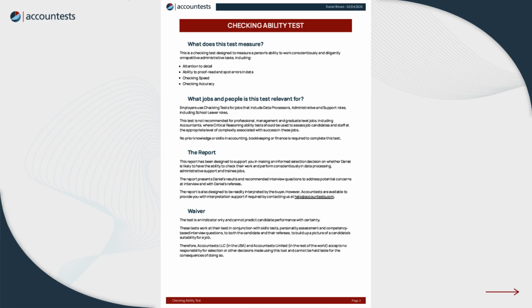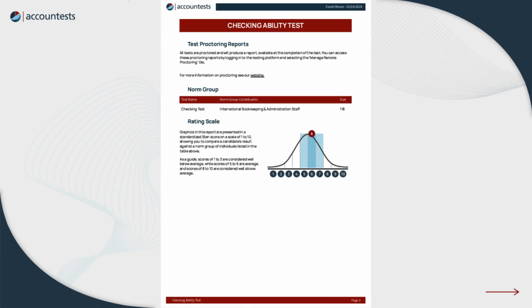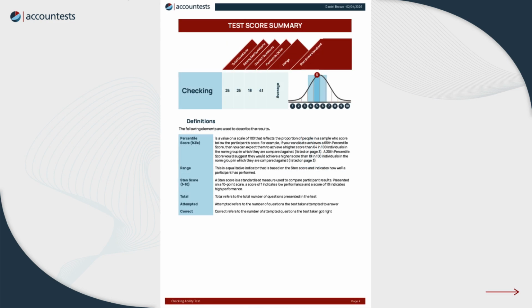The test can be administered in isolation or as part of our admin and bookkeeper general reasoning test suite, which also measures numerical and abstract reasoning in addition to this checking test. So I'm now going to scroll on down to page 4, where we get to the real crunch stuff in terms of how your candidate performed.